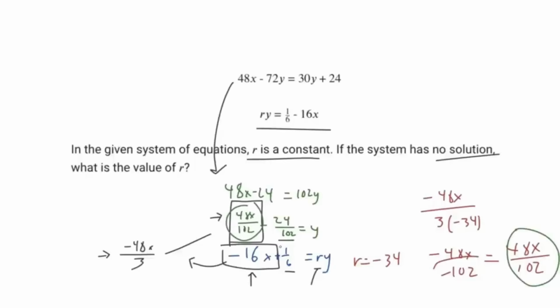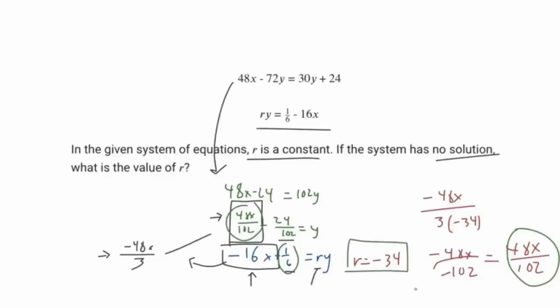The other thing we have to make sure here is that the y-intercepts are different, and they are vastly different, right? We got 1/6, and if we have a value of negative 34, that's the same thing as multiplying 6 by negative 34. That will give us a very small number, right? A much smaller number compared to 24 over 102. Now, that means that the value of r has to be negative 34.